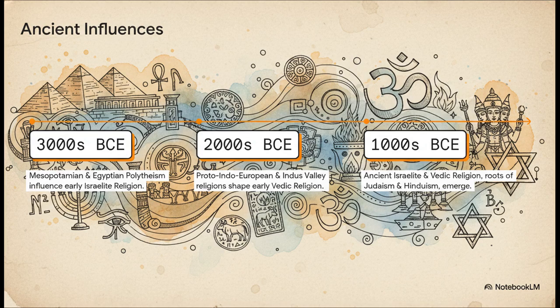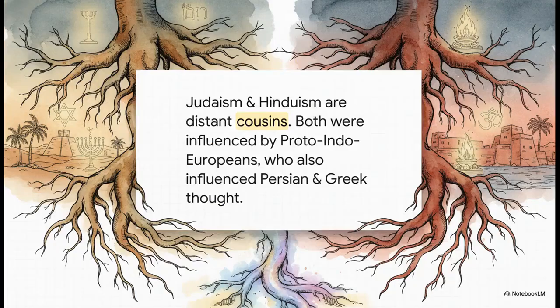But then, at the same time, all the way over in ancient India, you have the beliefs of the Indus Valley civilization mixing with these migrating Proto-Indo-European peoples, and that blend is what created Vedic religion, which is the root of Hinduism. Now here's where it gets really interesting, this hidden connection.